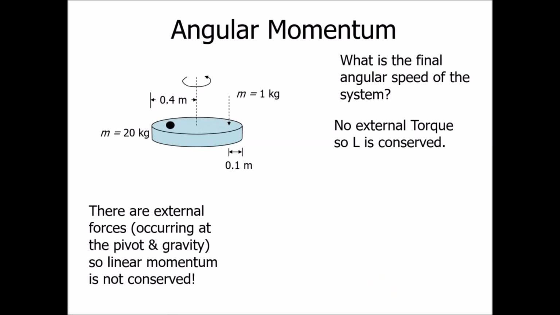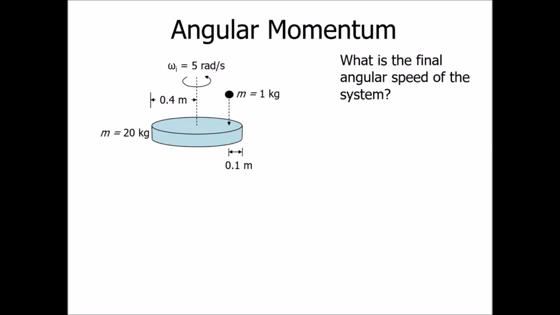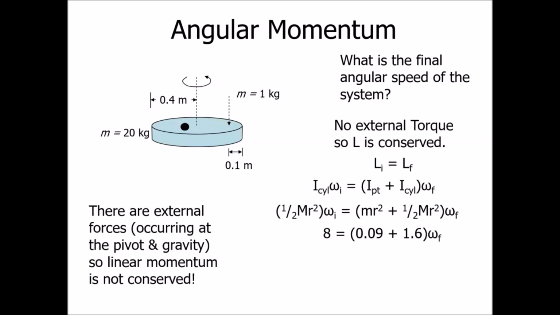Actually, I kind of forget what the initial angular velocity was. Oh, it's 5. There we go. 5. And we can see the final is 4.73, so it's a little bit slower.